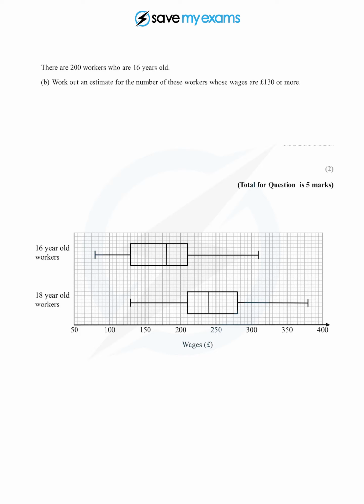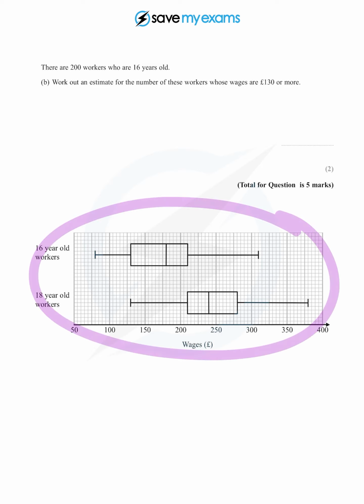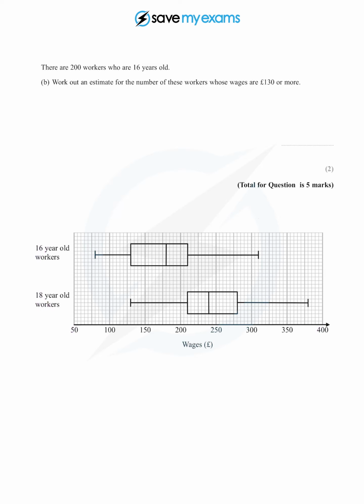Well, here it is. Now you'll notice I've put a second copy of the diagram down here so that I don't have to flick back up the page. What does it say? It says there are 200 workers who are 16 years old. So we're going to be looking at this. Work out an estimate for the number of workers whose wages are 130 or more. So let's go back to our scale. There's 110, there's 120, and there is 130.